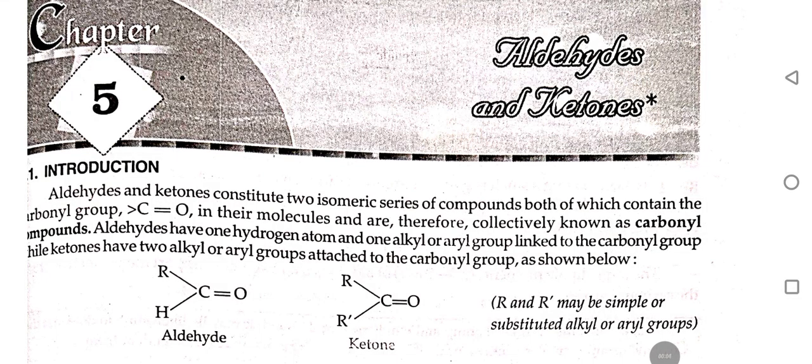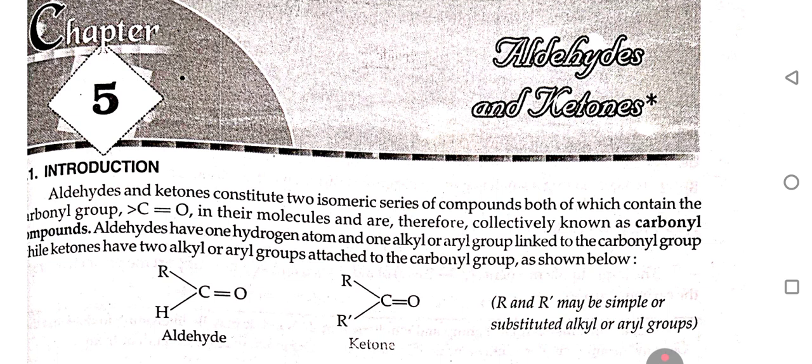Chapter 5, Aldehyde and Ketone. Introduction. Aldehyde and ketone constitute two isomeric series of compounds, both of which contain the carbonyl group in their molecule and are therefore collectively known as carbonyl compounds.